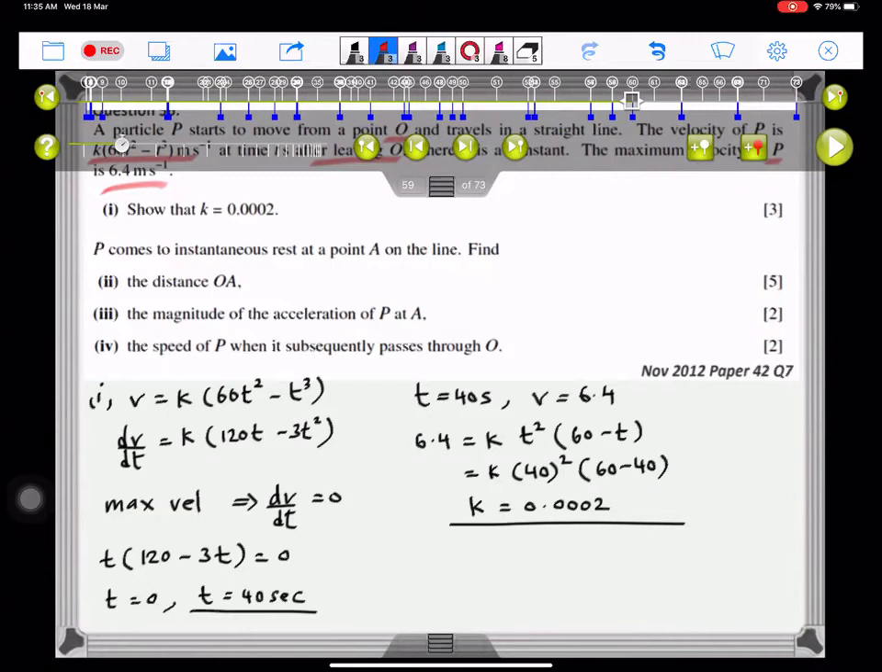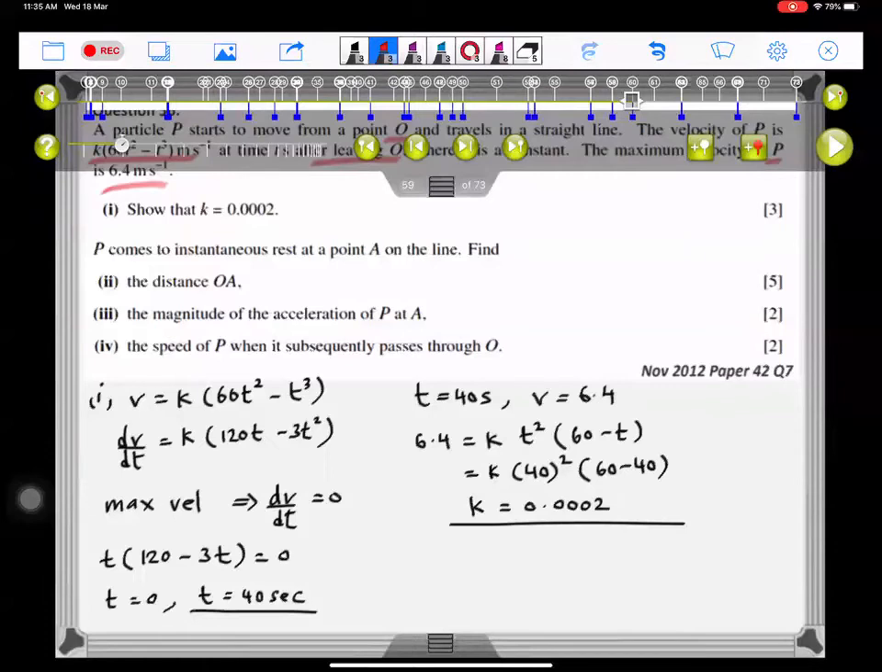Done. Now let's move to the next part. P comes to instantaneous rest at a point A on the line. Find the distance OA. Instantaneous rest. What does it mean? Velocity equals 0. So when we make the velocity equal to 0, we find a value for time. We can then integrate the velocity expression between time t equals 0 and time t equals something. We will get the distance.